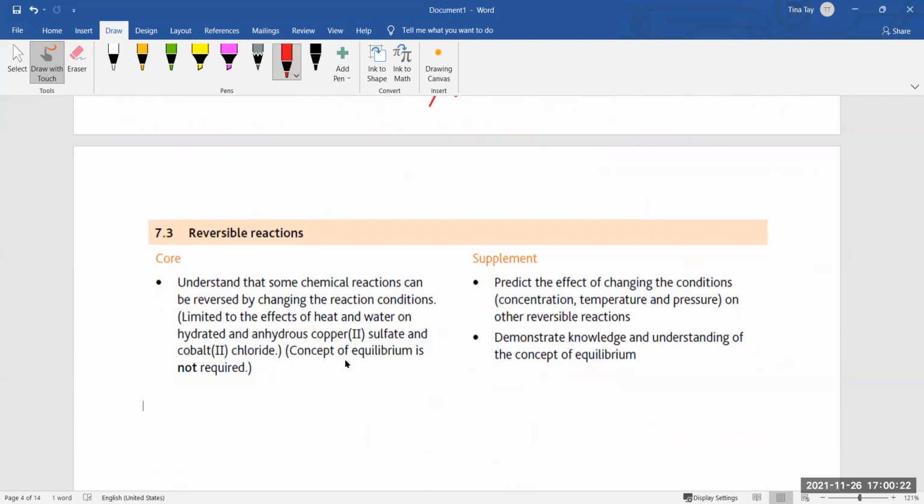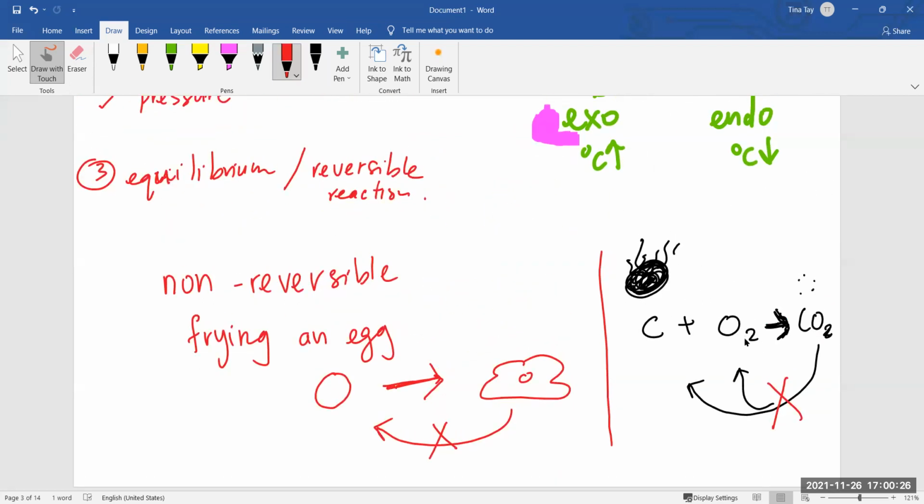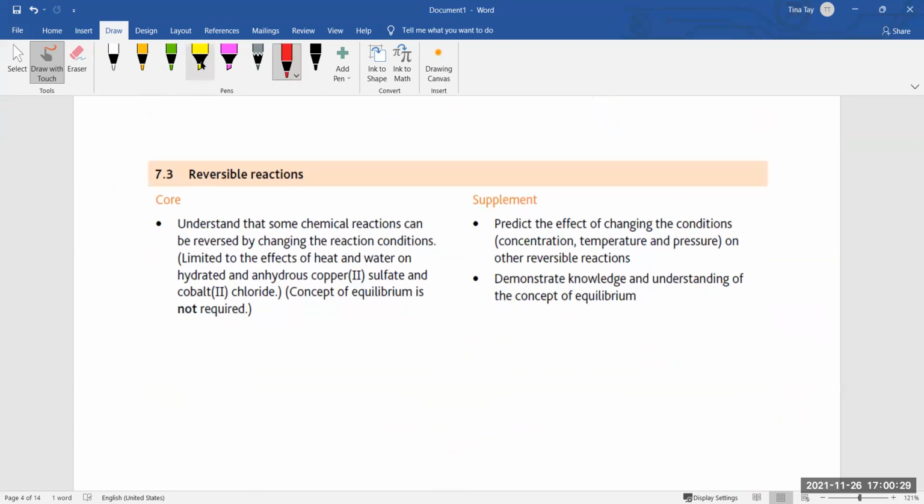Name me an example of a reversible reaction. You all understand non-reversible. A reversible reaction is something that can go both ways, a reaction where the reactant and product can react back. So for example, ice melts to become water. Is this reversible?